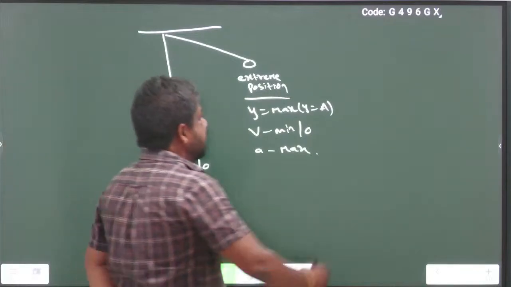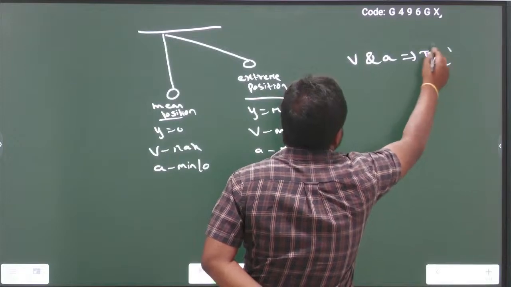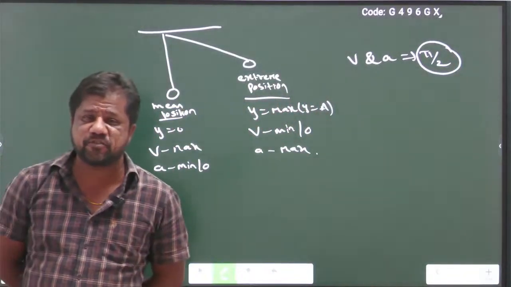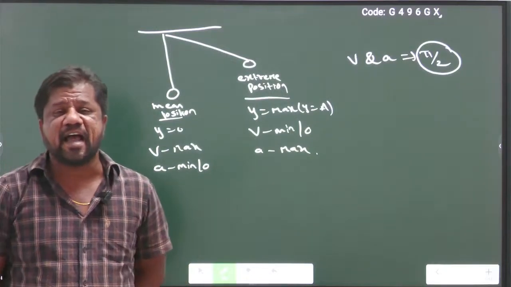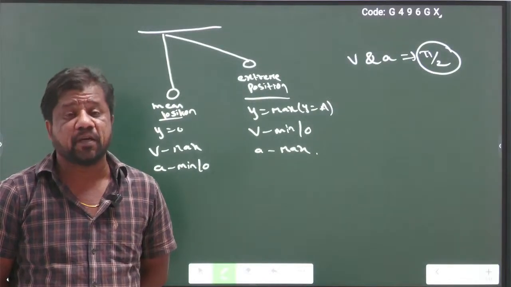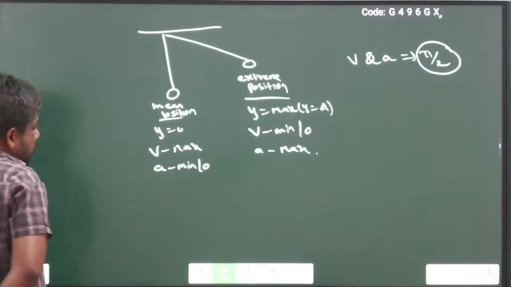So can I tell that the phase difference between velocity and acceleration is what? Pi by 2, that is 90 degrees. One more statement question: the phase difference between velocity and acceleration will be pi by 2, because both are opposite, but 90 degrees. The phase will be what here? 90 degrees.